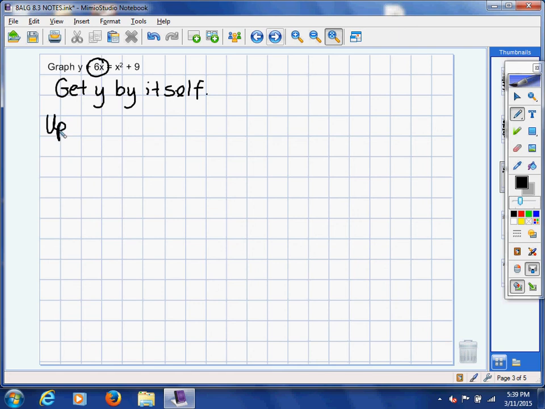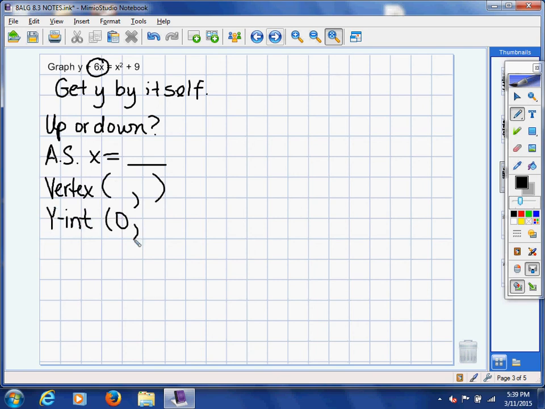So these are the types of things that I want to see. Does it open up or down? Okay, which one does it do? What's the axis of symmetry? What's the vertex? What's the y-intercept? And then last but not least, I want you to graph it for me and then show me the reflected points after you need to calculate, I think, 1 point. It'll end up being 1 point and then reflect 2 of them. Okay? So this one's for you.